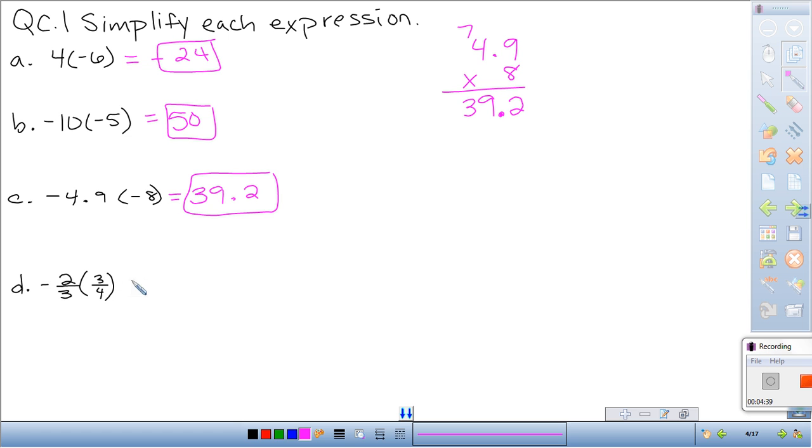So let's look at the last one, D. Negative 2/3 times positive 3/4. They have different signs, a negative and a positive, so my answer is going to be negative. And they're fractions, so just multiply across. 2 times 3 is 6. 3 times 4 is 12. Negative 6/12, which we can simplify to be negative 1/2.